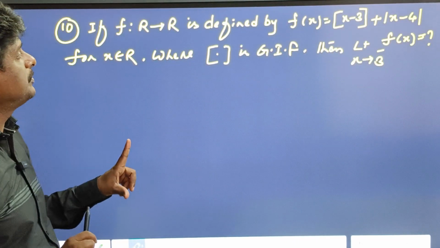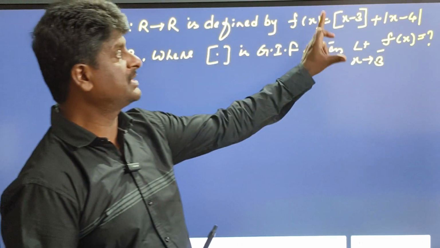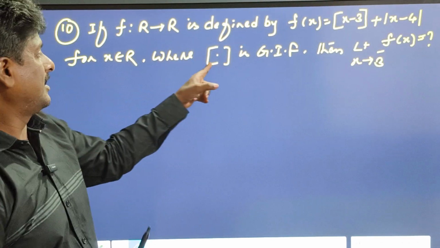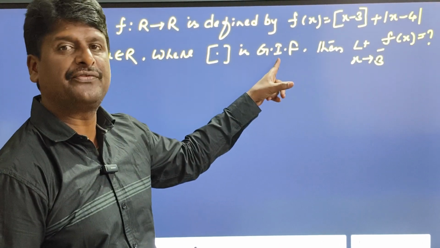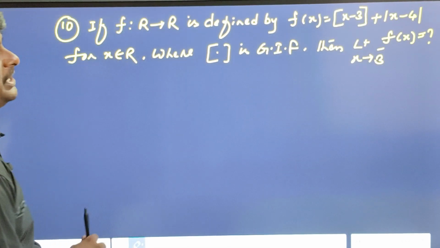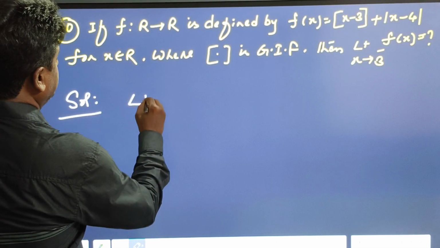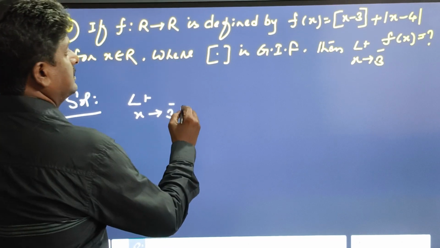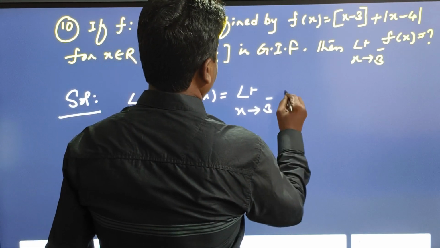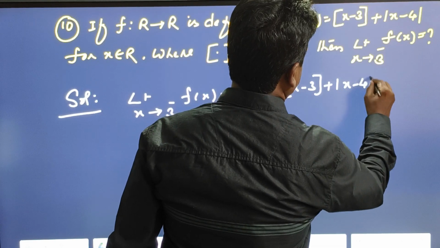If f is a mapping from R to R defined by f of x is equal to step of x minus 3 plus modulus x minus 4, where the bracket dot is GIF, greatest integer function, meaning step function, then limit x tends to 3 minus f of x will be: limit x tends to 3 minus step of x minus 3 plus modulus x minus 4.